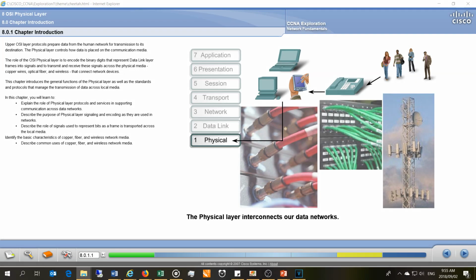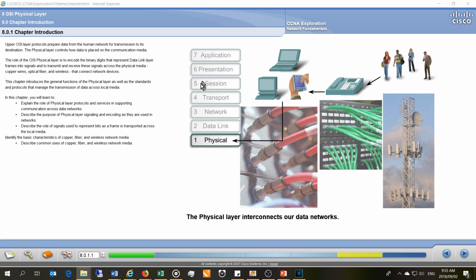Hi, in this video I'm going to give you the details of the physical layer in terms of the OSI model. So as you can see, we have these 7 layers and we are now at layer 1, which is the physical layer. This is the layer that is responsible for the encoding of binary digits, the binary digits which represent the data. Here humans or machines have made data.